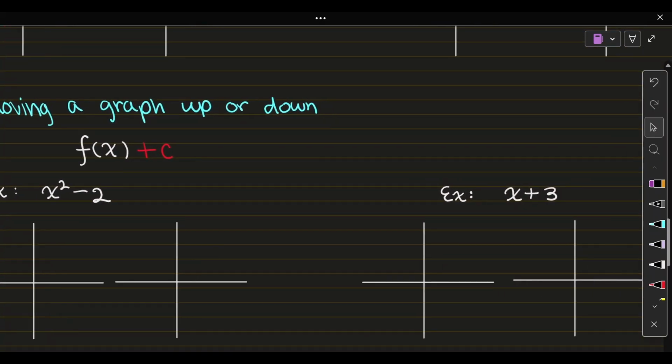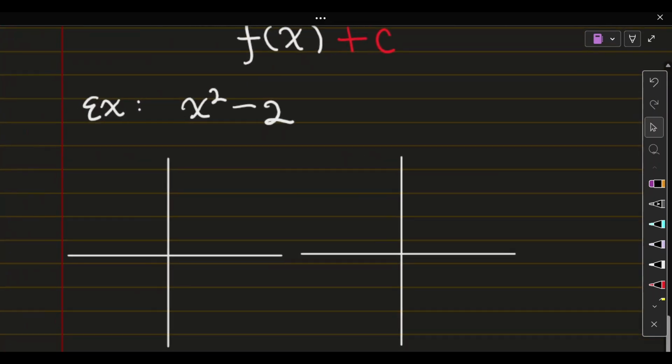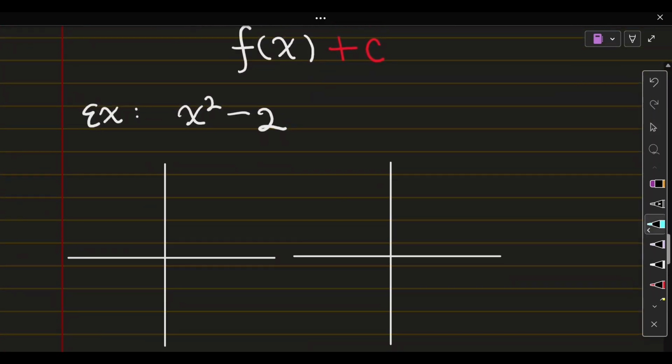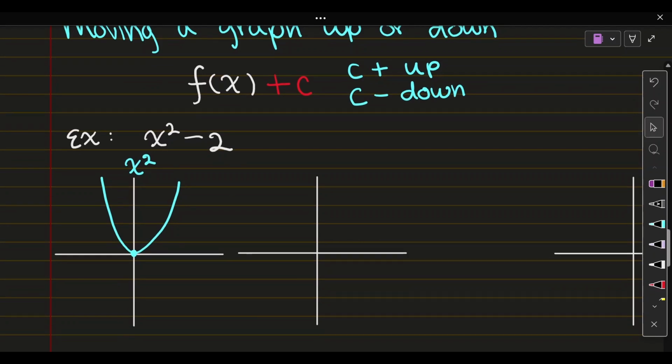Okay? So moving a graph up or down, we have f of x plus c. So whatever f of x was, we just add a constant at the end, and that moves it up or down. So let's look at x squared minus 2. My parent is going to be x squared, and that looks like this, right? We got a parabola that touches at 0. And then x squared minus 2 is just take x squared. If c is positive, we move up. If c is negative, we move down. So in our case, c is negative, we have minus 2, so we move 2 units down to negative 2. And our graph looks exactly the same, except we move 2 units down.